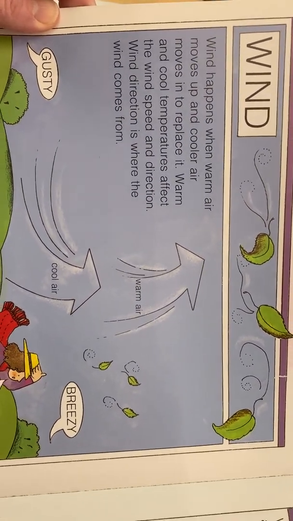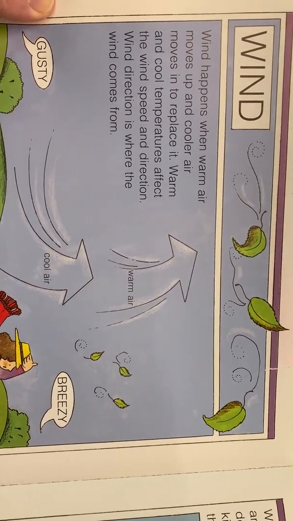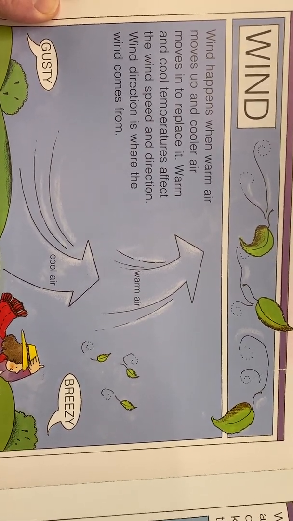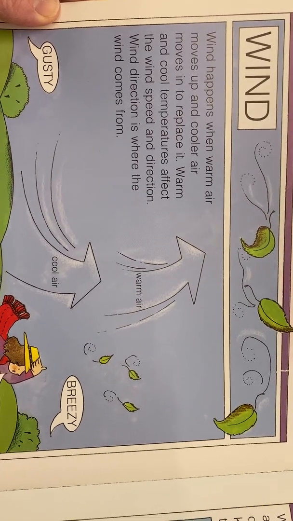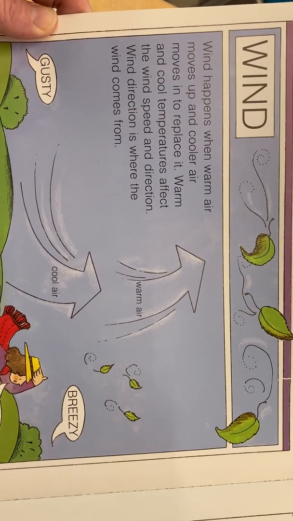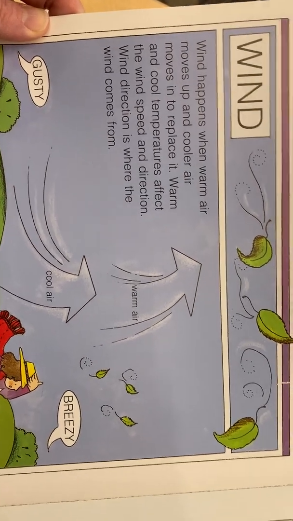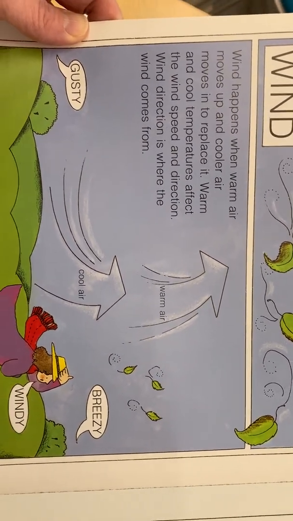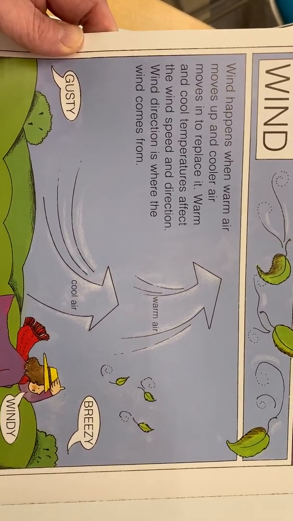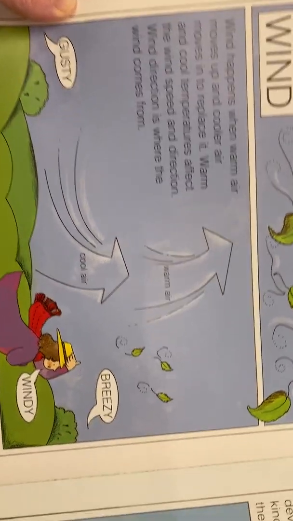And it says wind. Wind happens when warm air moves up and cooler air moves in to replace it. Warm and cool temperatures affect the wind speed and direction. Wind direction is where the wind comes from. Interesting, right? The warm air goes up, the cool air bops in to replace it, and I see a few words there to describe it: gusty, breezy, windy. Today, I don't think it's breezy. I think today is windy, and I think that there are some big gusts.